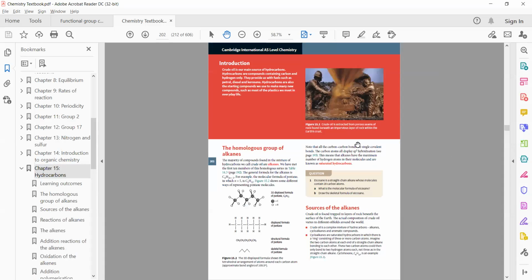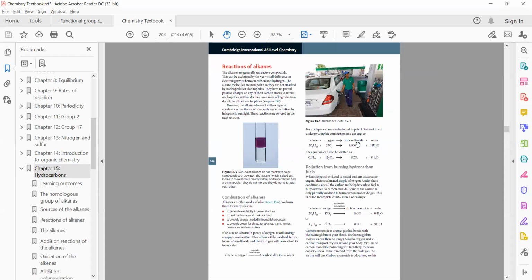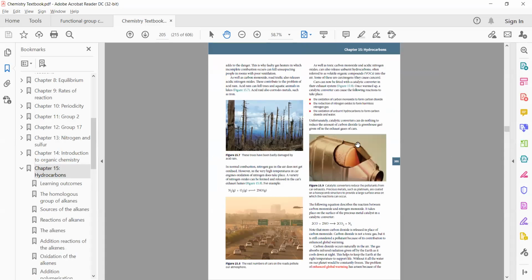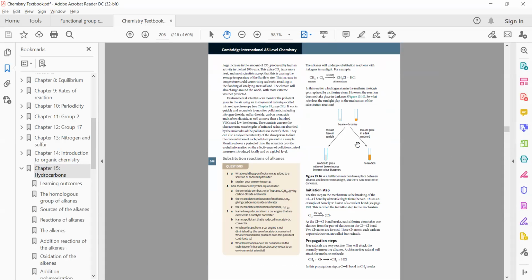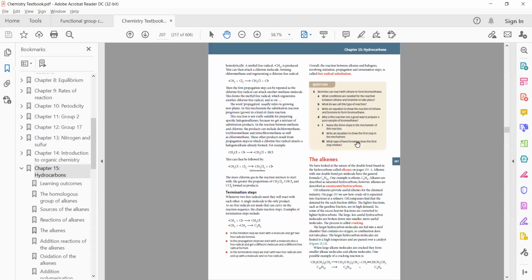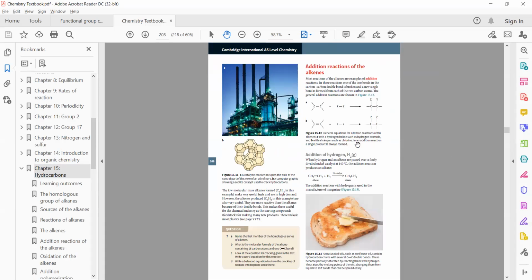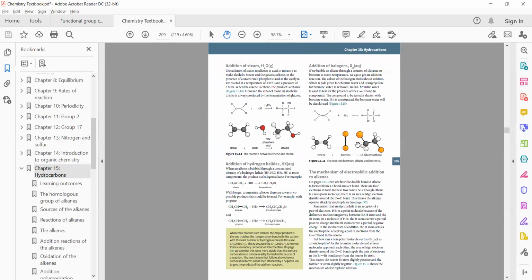If you page through it, you'll notice that there's sources of alkanes, which is crude oil, which we talked about, then cracking, combustion, all that nonsense. The addition of halogens to alkanes with the UV light, that's all there. And then it talks about the alkenes, and then we talk about the addition reactions. We've talked about water, steam, halogens, etc.